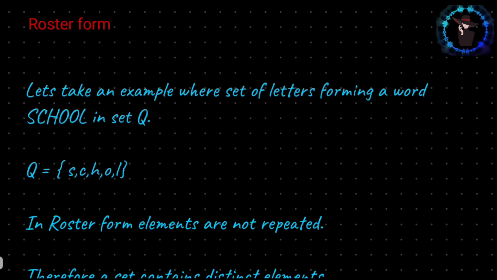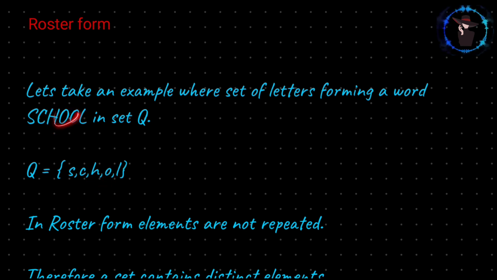There are two forms of writing sets. First is the roster form. So what is the roster form? Let's take an example of the word school with the set named Q. So the name of the set is Q with the elements of school. What are the elements here? S, C, H, O, O, L. We have S, we have C, we have H, we have O and L.